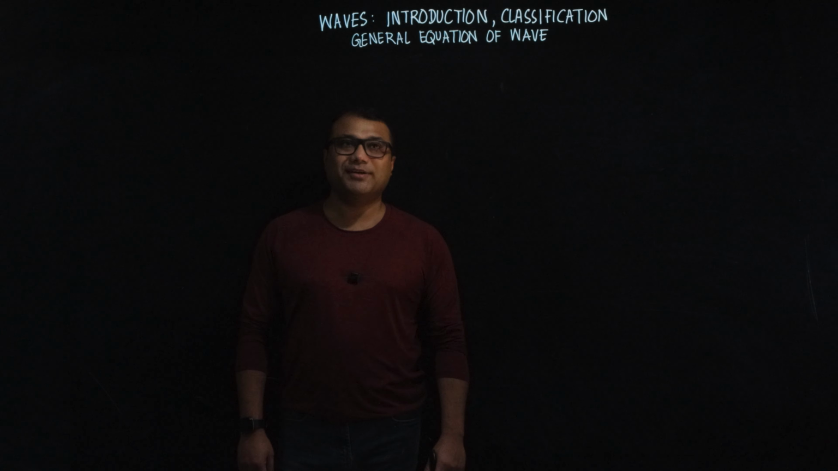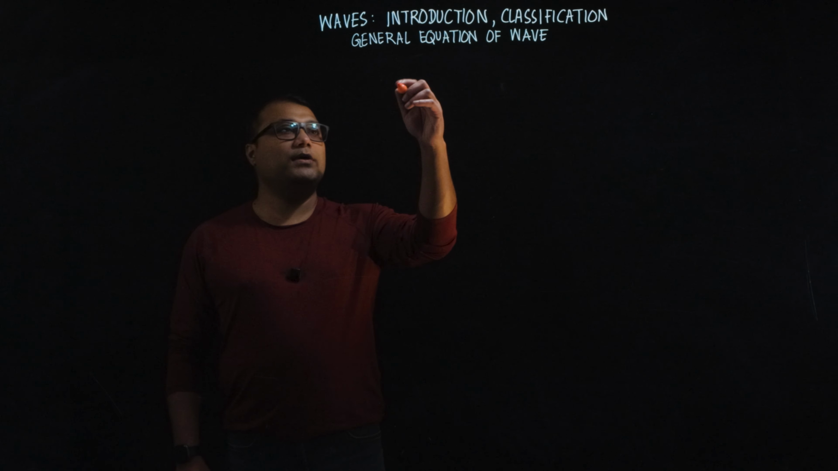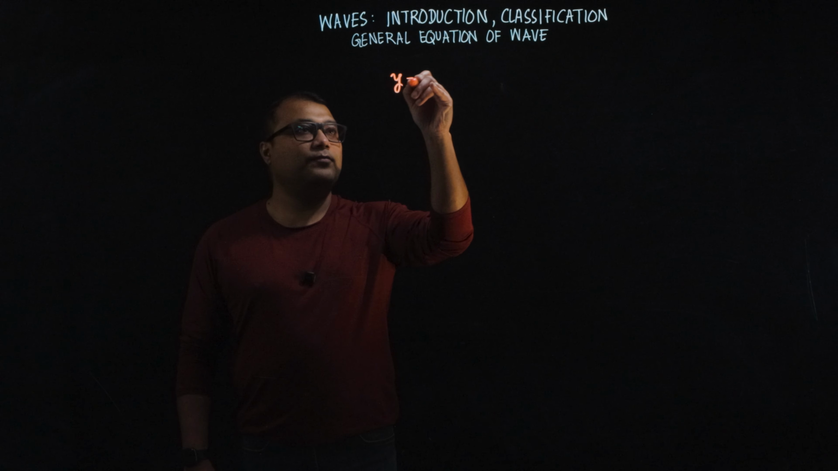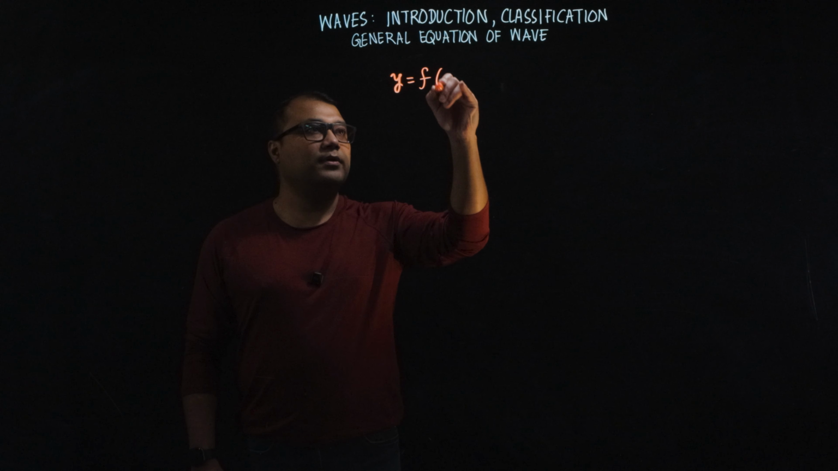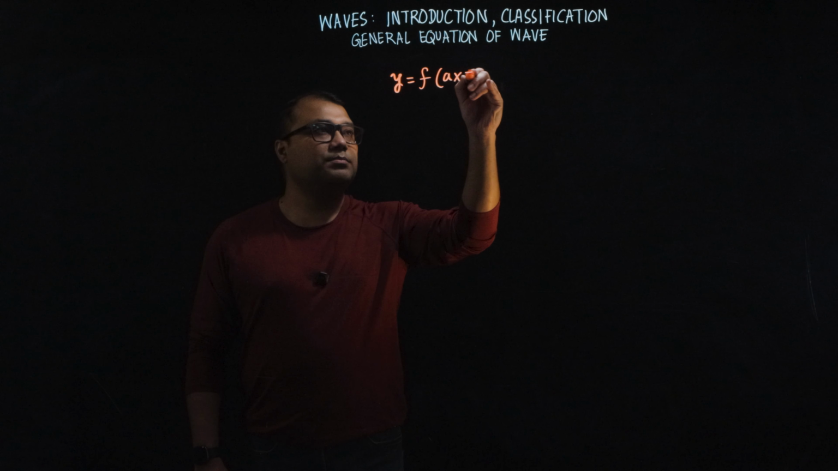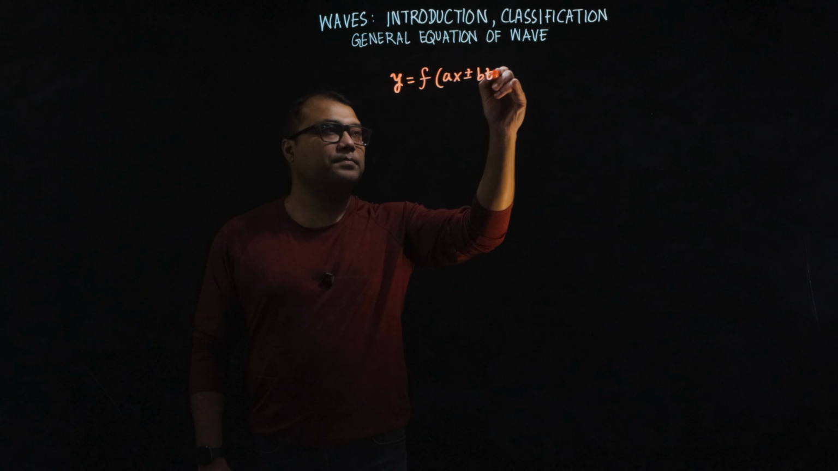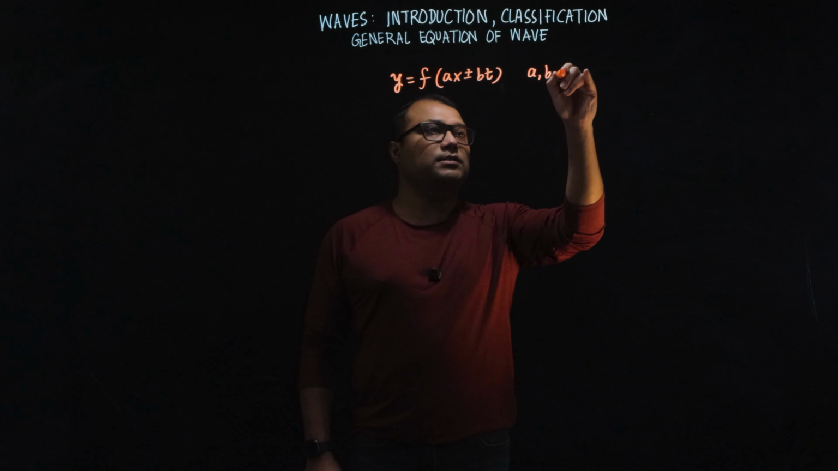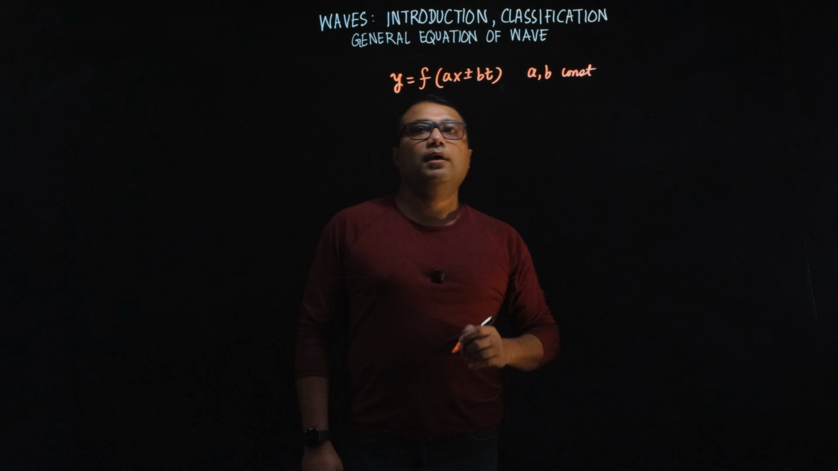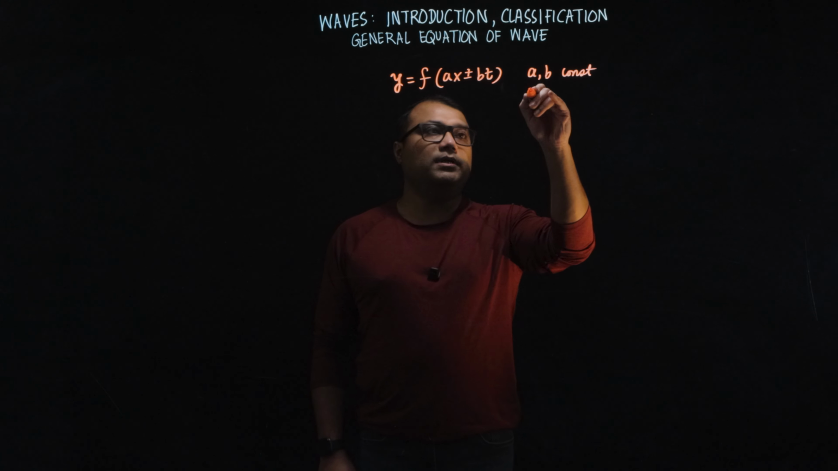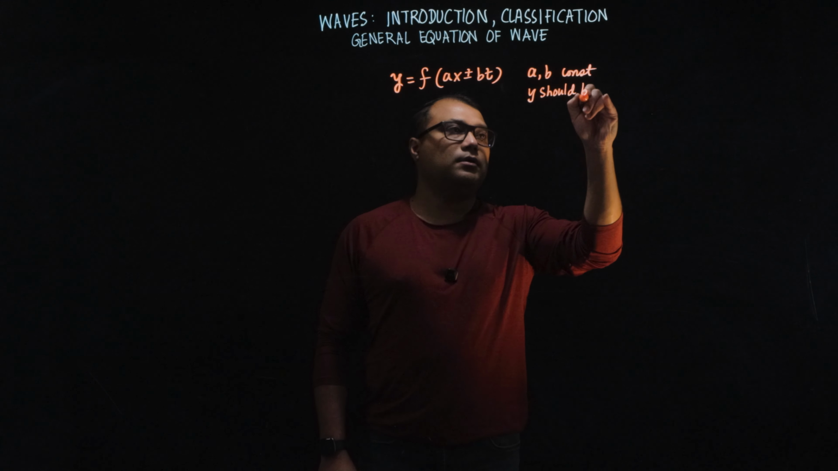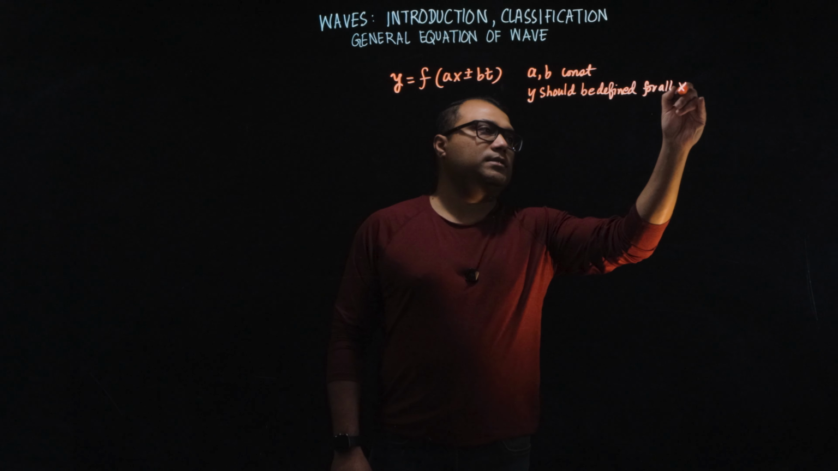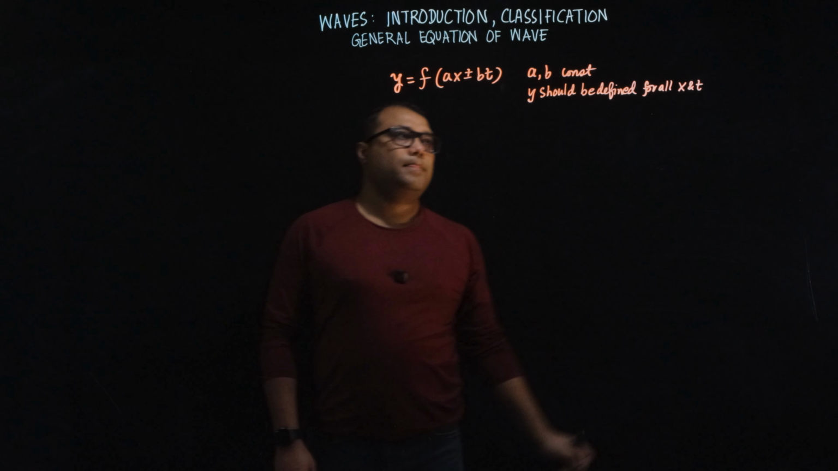So far we figured the general equation of a wave is of the form y equals f of ax plus or minus bt, where a and b are constants, and y should be defined for all x and t.